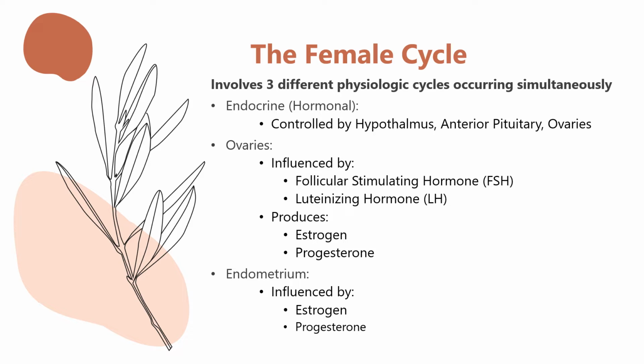The ovaries, aside from acting as an endocrine gland, in their gonadal roles are going to be influenced by follicular stimulating hormone and luteinizing hormone. It is going to develop an ova, and as part of its endocrine responsibilities, it's going to produce and release estrogen and progesterone. The endometrium within the uterus is then going to be influenced by the estrogen and progesterone, and its role during this cycle is really to prepare for fertilization.